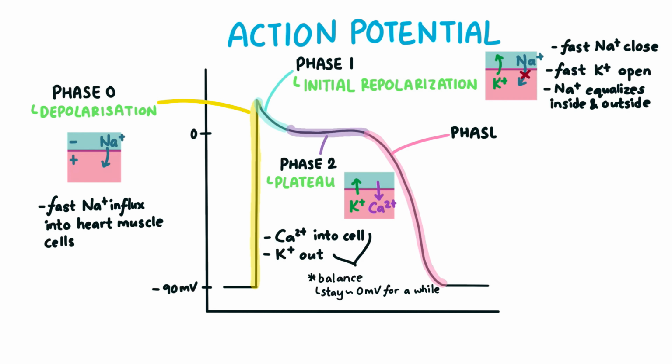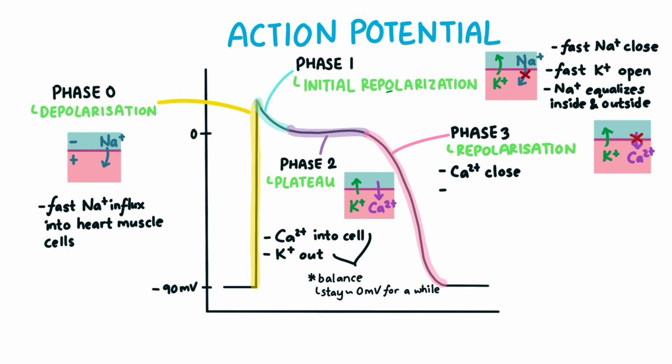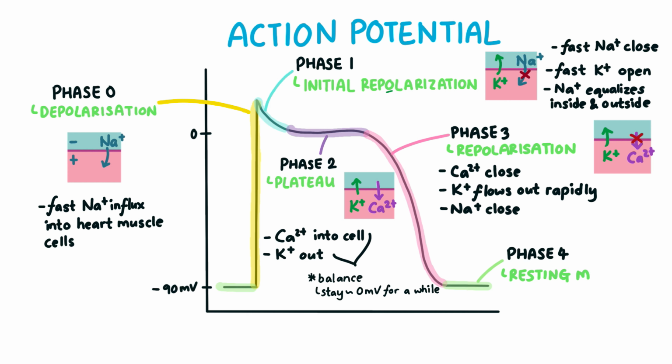Following the plateau, we enter phase 3, the repolarization phase. Here, the calcium channels close, but the potassium channels remain open. A significant amount of potassium now flows rapidly out of the cell, causing a sharp drop in the cell's electrical charge. This returns the cell's charge to its negative resting state, leading us to phase 4, the resting membrane potential. This is the state where the cell is at rest, waiting for another stimulus to begin the entire cycle again.